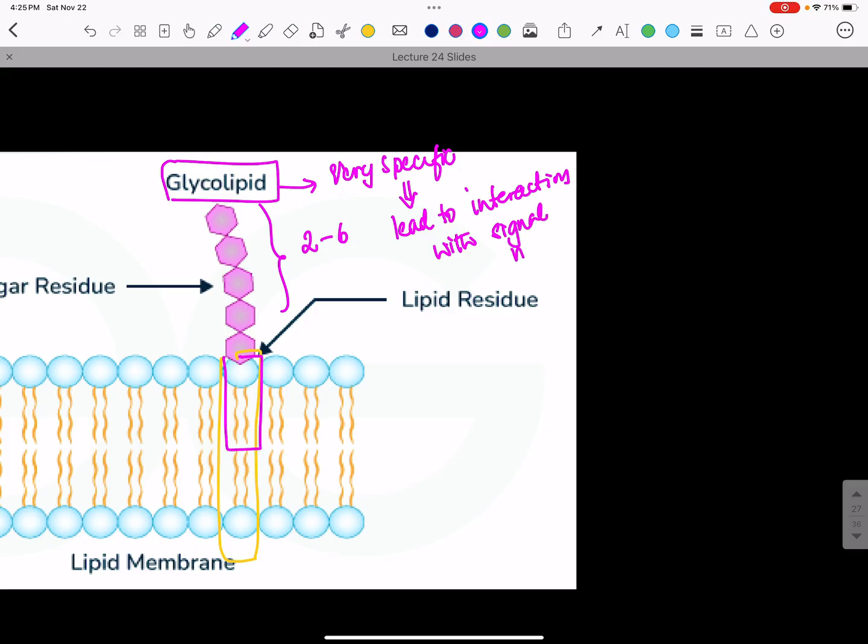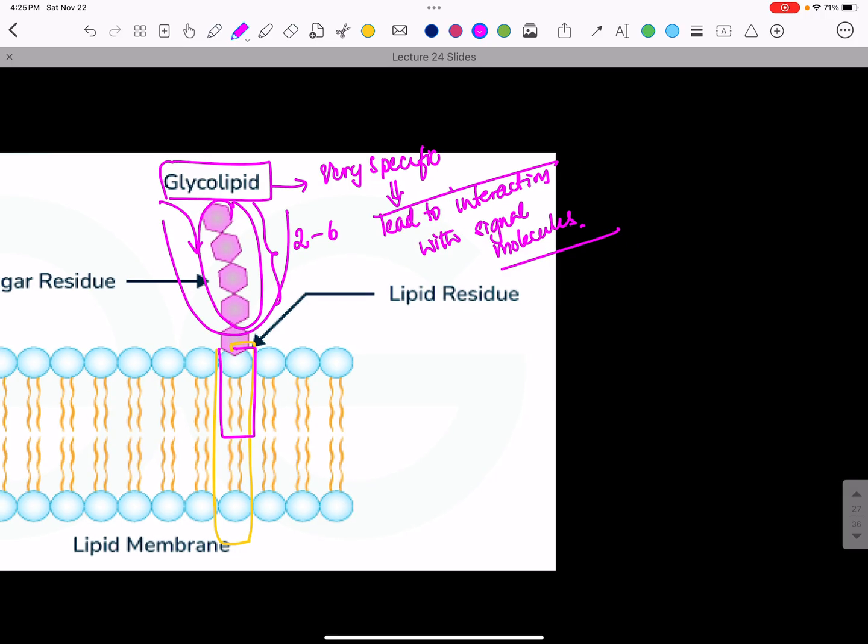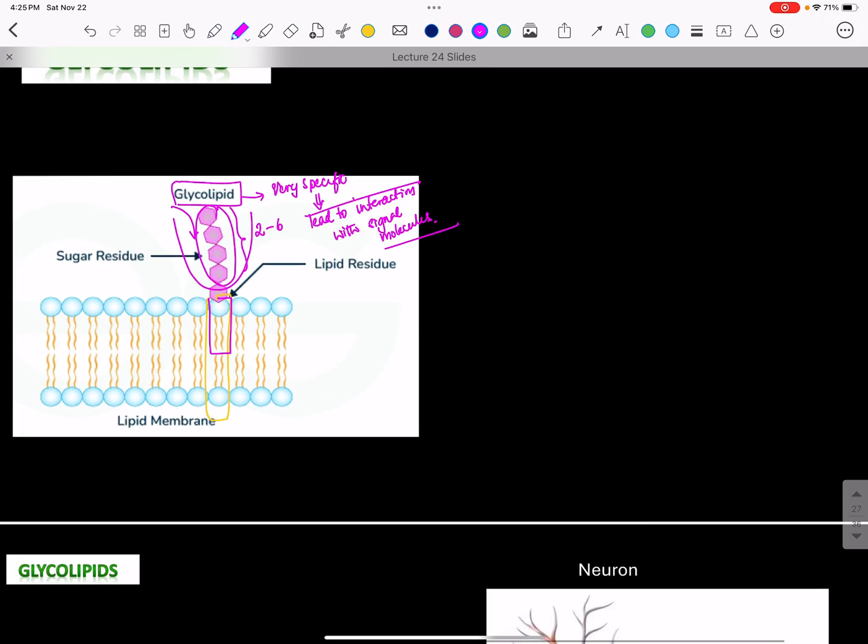So for example, these can be part of a receptor which interacts with a hormone like insulin or glucagon that comes and sits on the outside. So this could be the part of the receptor. The insulin recognizes the glycolipid and then anchors on this glycolipid part of it. The glycolipids are very, very common in the neurons.